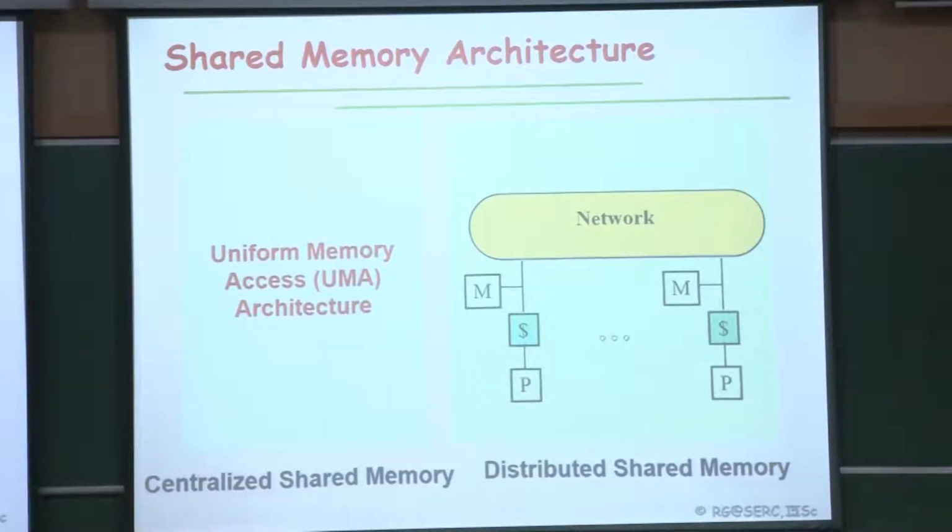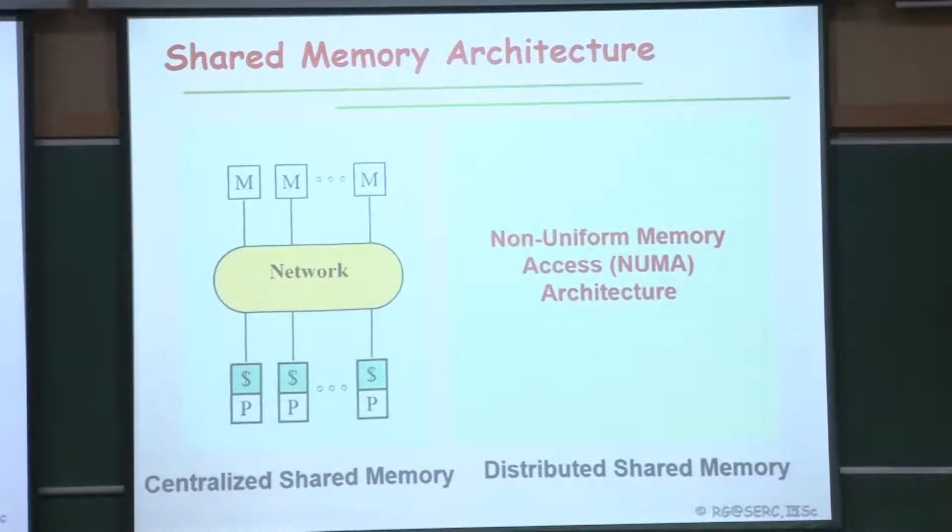Now, as I mentioned earlier, the centralized shared memory is also called uniform memory access architecture, because any access to any memory location from any processor takes the same uniform access time. Whereas, on this side there is this notion of non-uniformity. If I access the memory which is local to my processor, I am going to have one access time. If I access a memory which is remote to my processor, I am going to have a different access time. That is a non-uniform memory access architecture.